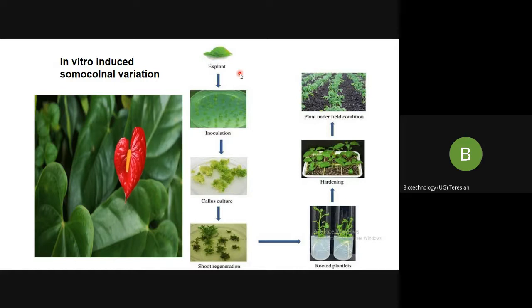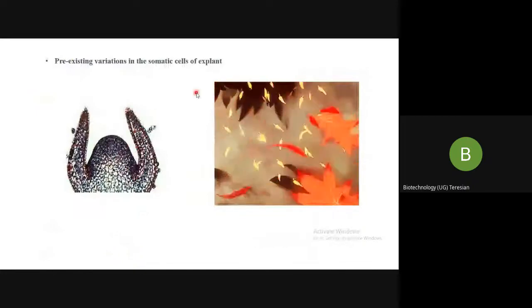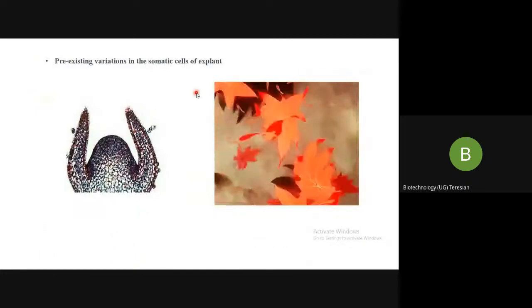So this phenomenon is known as in vitro induced somaclonal variation. That is, you took the explant and whatever process you did resulted in distress to the plant, which ultimately resulted in a mutation, and that mutation led to a somaclonal variation, right?